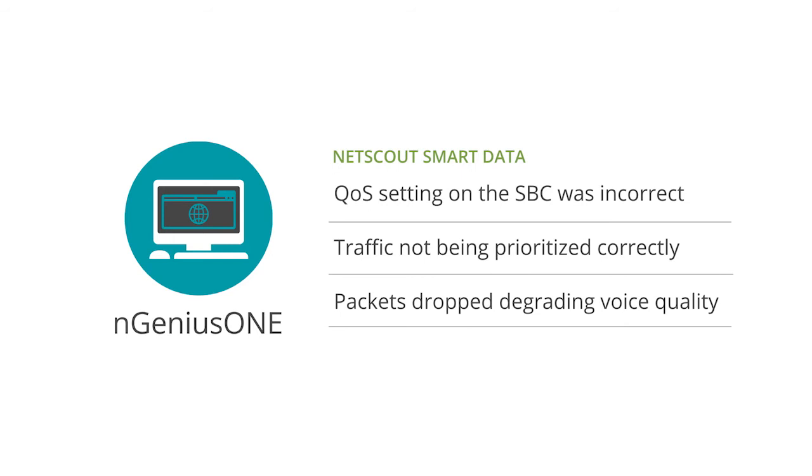The QoS setting on the SBC was incorrect, set to best effort, and the traffic was not being prioritized correctly. Packets were being dropped, causing voice quality to degrade. A simple configuration mistake causing a big problem. Quickly identified and resolved with NETSCOUT visibility.